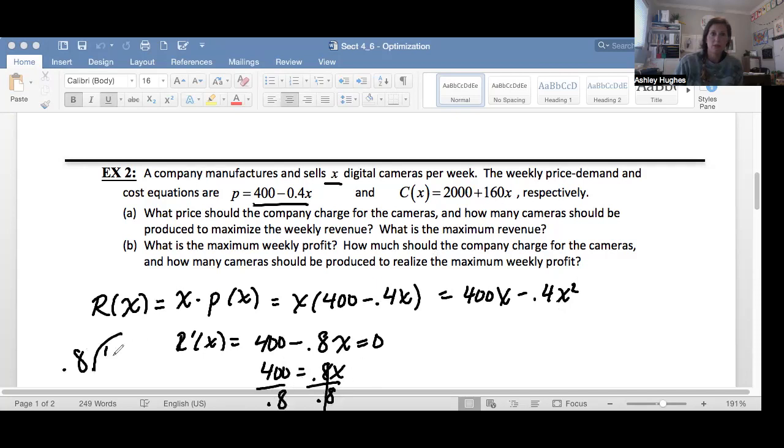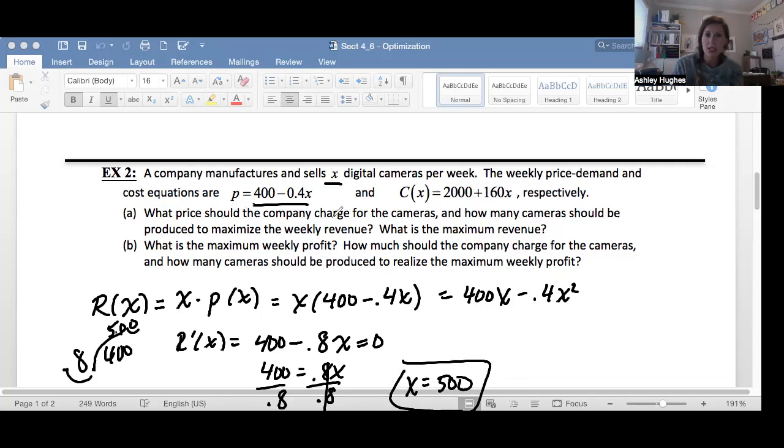So 0.8 into 400 would be 50. No, 500. Oh man, what am I thinking? You get 50 and then you add a 0 because you have to move the decimal over 1. Okay, so 500. All right. So we now have that X is 500.